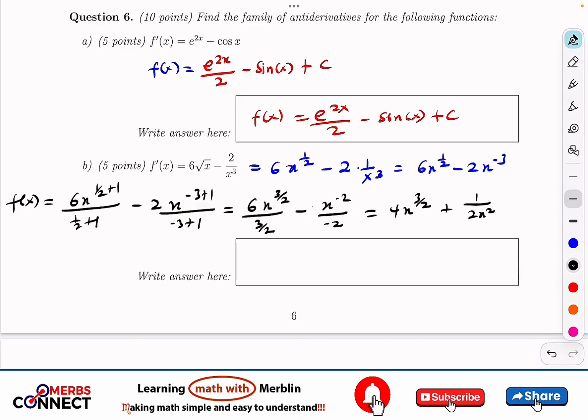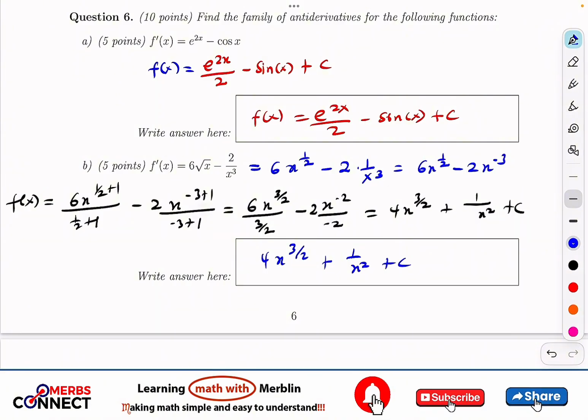So this is what we need to get. Oh, there are 2 that I didn't bring. There should be 2 in front of this. So even the 2 will cancel out and we have something like this here. Then plus my constant. So 4x to the power 3. Is it supposed to be minus or positive? Let me see. Okay, we added, so 3 over 2 plus 1 over x squared plus c.